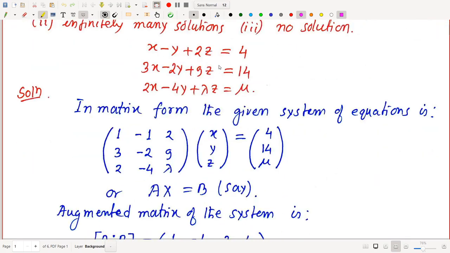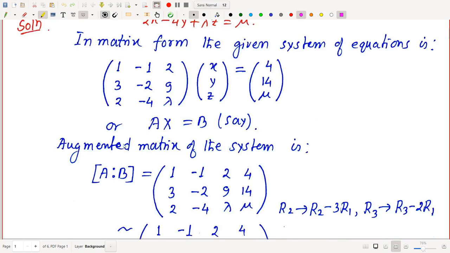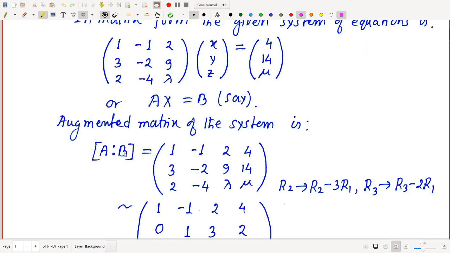So first we shall write this system in matrix form. The coefficient matrix here is 1 minus 1 2 in the first row, 3 minus 2 9 in the second row, 2 minus 4 lambda in the third row, and capital X means the variable vector x y z, and the right side is 4 14 mu. We write it as AX equal to B, with coefficient matrix A and B the right side column vector. Now we shall write the augmented matrix [A : B]. The right side column vector B, when attached here, becomes the augmented matrix. So it is written here.